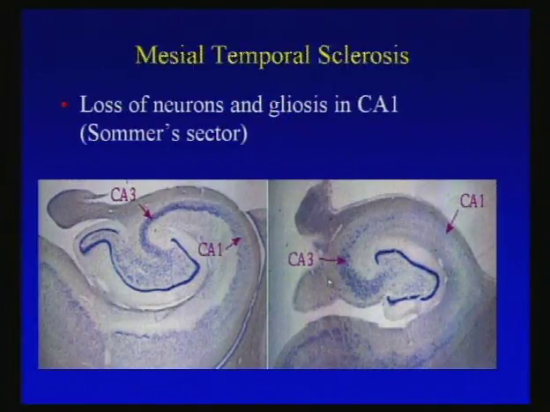Mesial temporal sclerosis is an entity in which there is loss of neurons and gliosis, primarily affecting the CA1 or cornu ammonis, the first portion of Ammon's horn, also called Sommer sector.